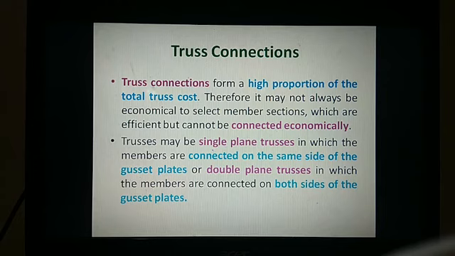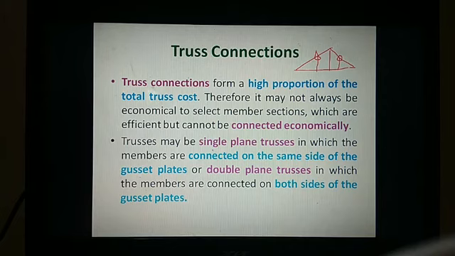So trusses may be single plane trusses, in which the members are connected on the same side of the gusset plates, or double plane trusses, in which the members are connected on both sides of the gusset plates. See what happens if you see the roof truss like this. When you are connecting your bracing system like tie members and strut members, there will be a gusset plate over here at every joint. One single plane truss means there will be one gusset plate, and the members are connected on this side. If members are connected on the other side also, that is nothing but a double plane truss.